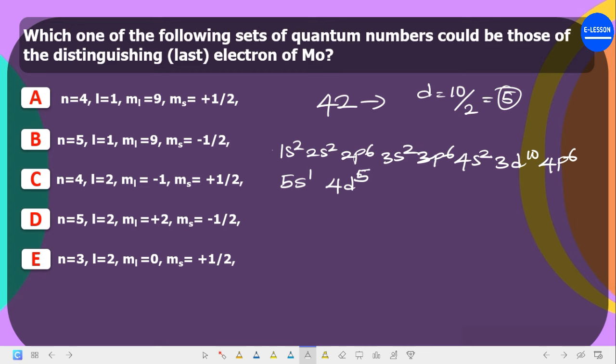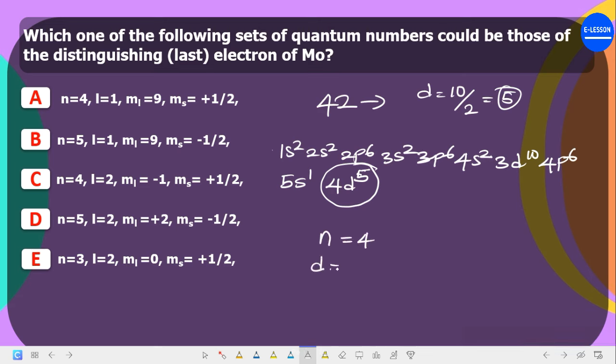Now, which of them is the valence electron? The valence electron in this case is 4d5. Now, the question is, which of the following sets could be those of the distinguishing electron of molybdenum? Now, 4 is telling you that it has the principal quantum number equal to 4. So in that case, our n is equal to 4.